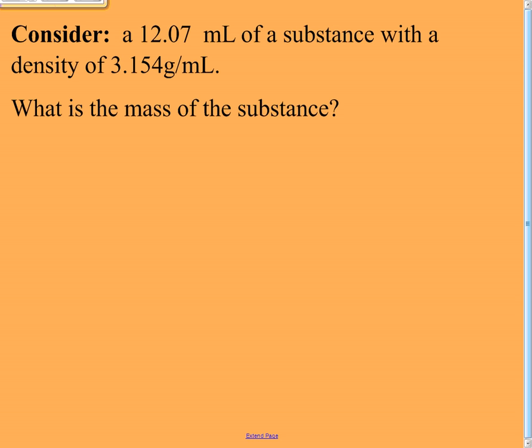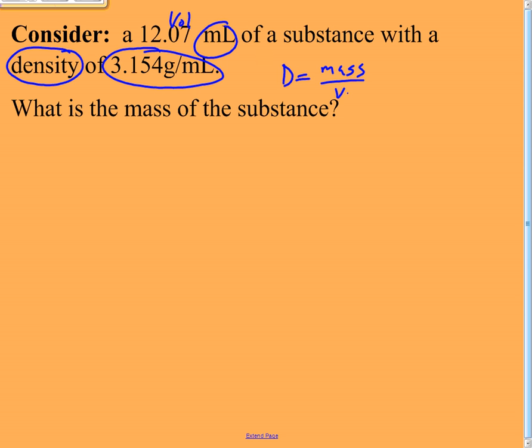Okay, well, notice what they give us here. What does mL stand for? That stands for milliliters. So that means they give me volume, and they also give me density. So I have density and volume. So what do we know? Density is equal to mass divided by volume. So they're giving me density, they give me volume. So what is mass equal to? Mass is equal to density times volume.